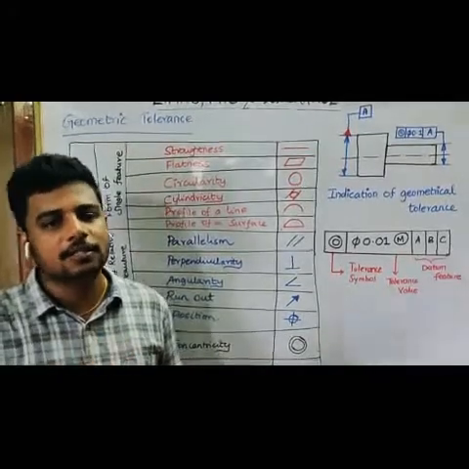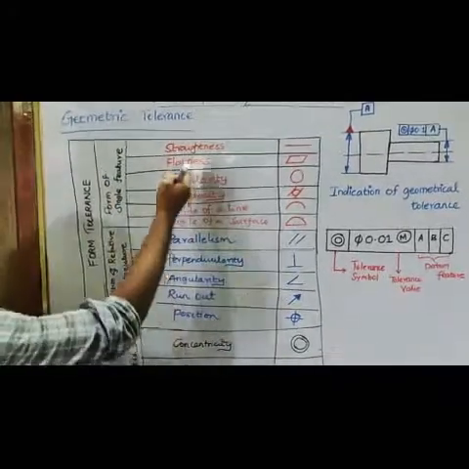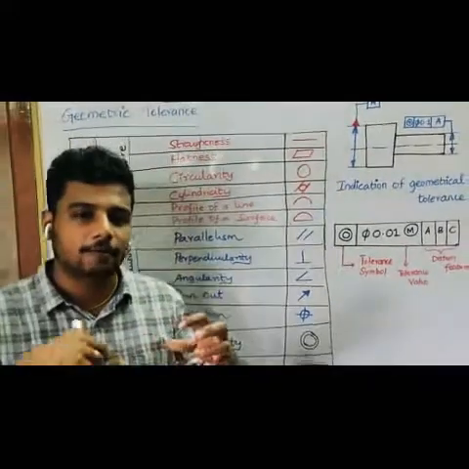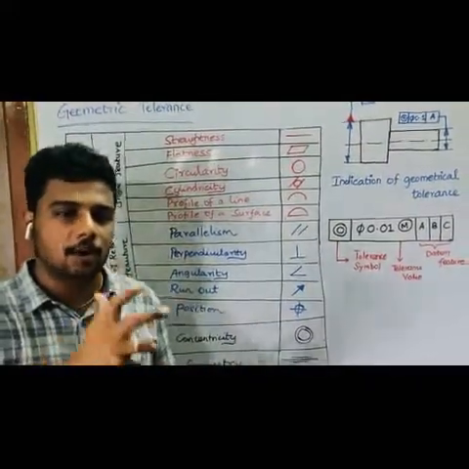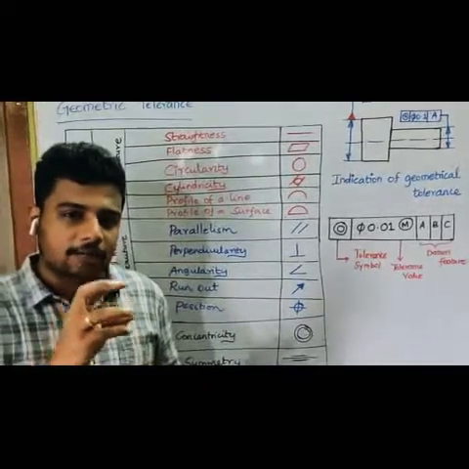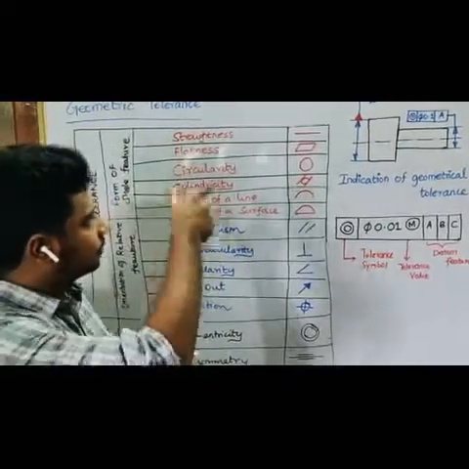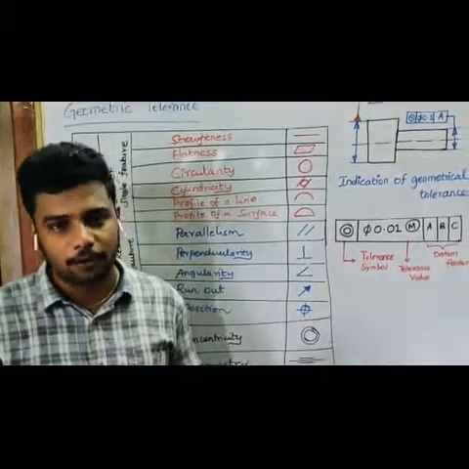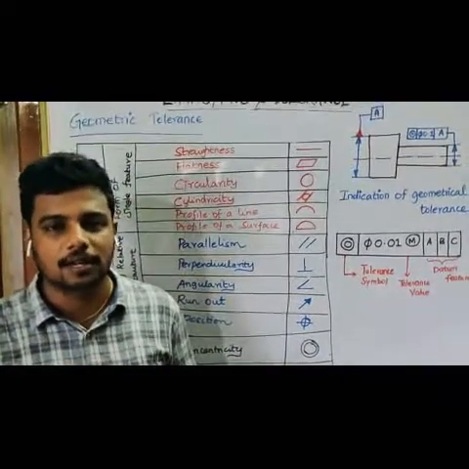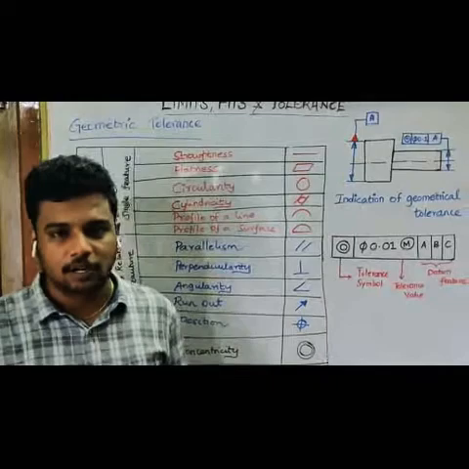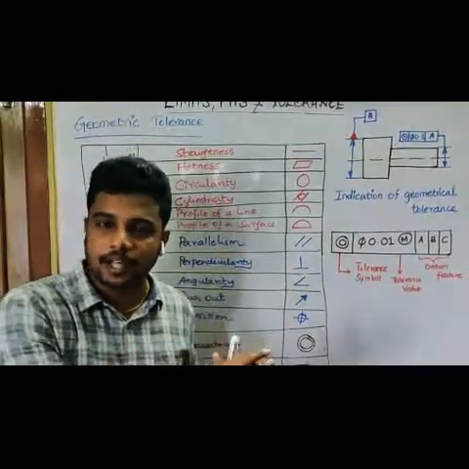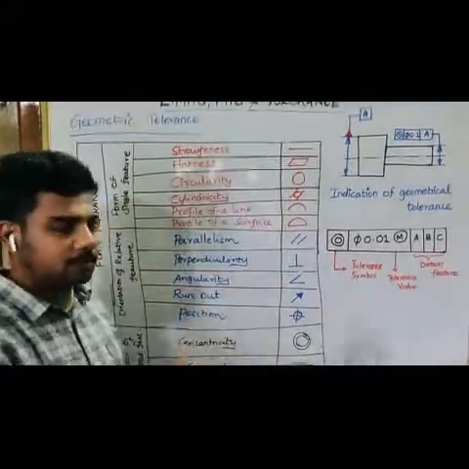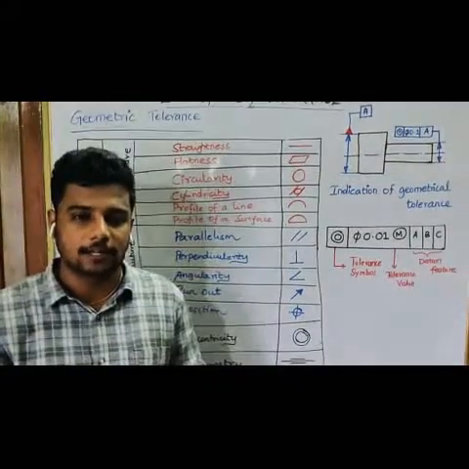For that, we give properties like straightness, flatness, circularity, cylindricity. If the tolerance on such a property is satisfied, that is enough for producing it. That is what we are going to see in geometrical tolerances. In dimensional tolerance, we give the dimensions; in geometrical tolerance, we give property-based tolerances.